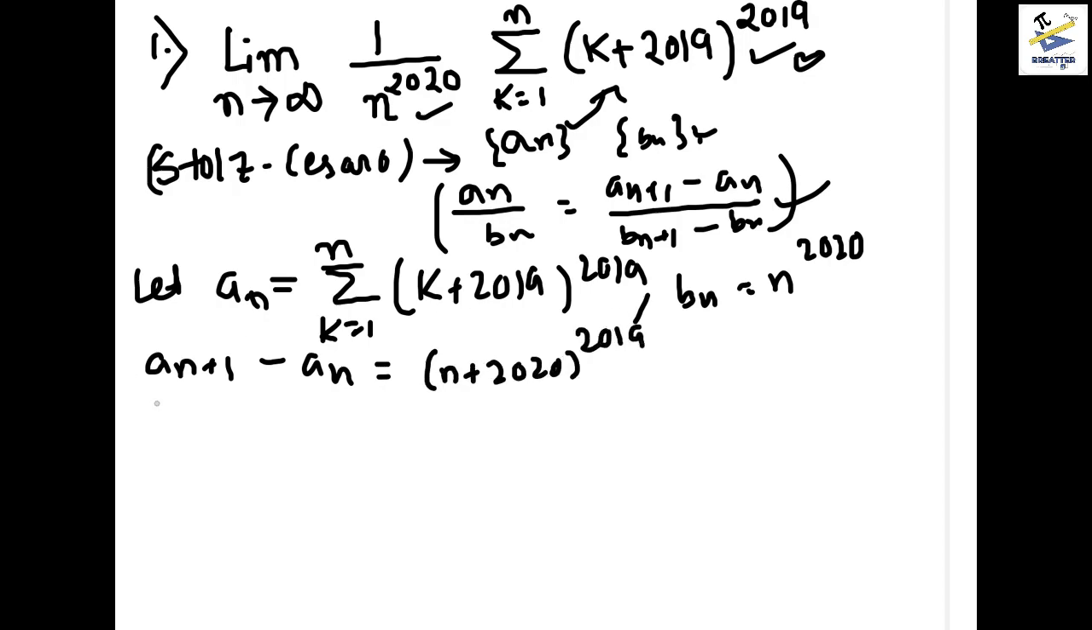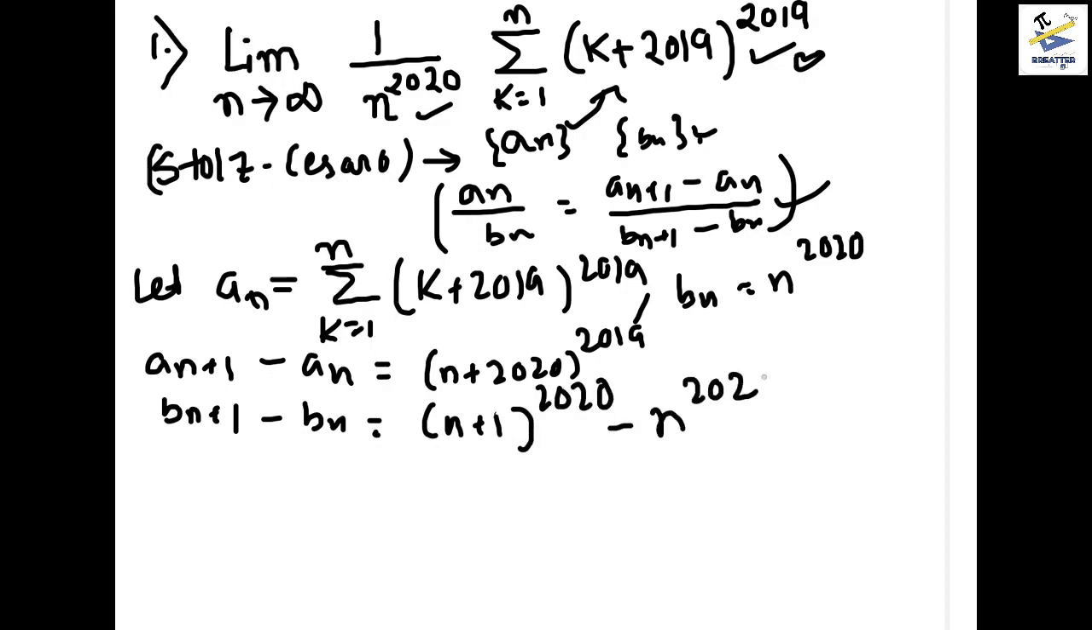And what is bn plus 1 minus bn? It shall give you, sorry, n plus 1 to the power 2020 minus n to the power 2020.